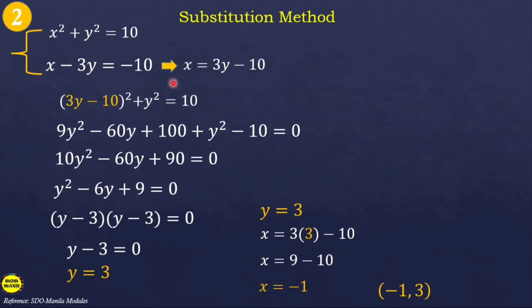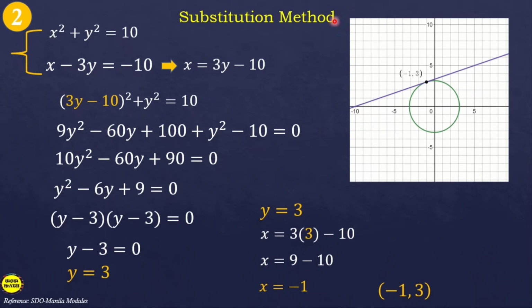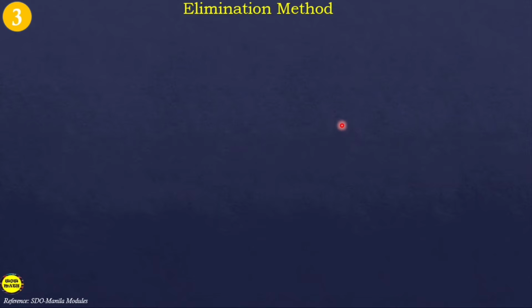So, kapag rinap natin itong equation natin, itong system of nonlinear equation natin, ganito siya. So, ito lang yung point of intersection niya. So, negative 1, 3. So, another, paano naman kapag gamit yung elimination method? So, paano natin isosolve yung system of nonlinear equation natin gamit yung elimination method?